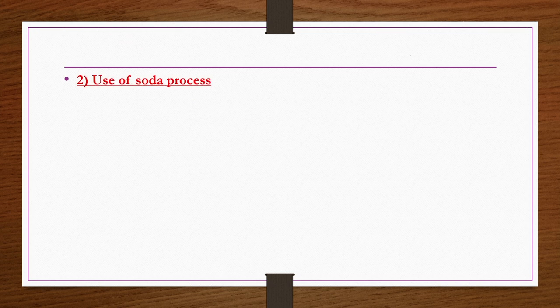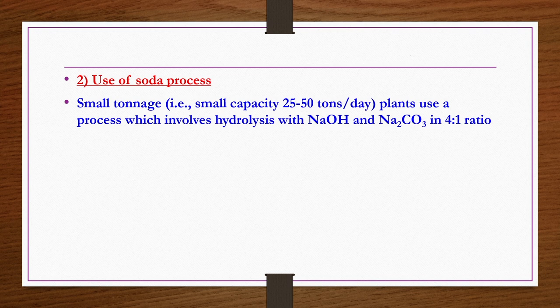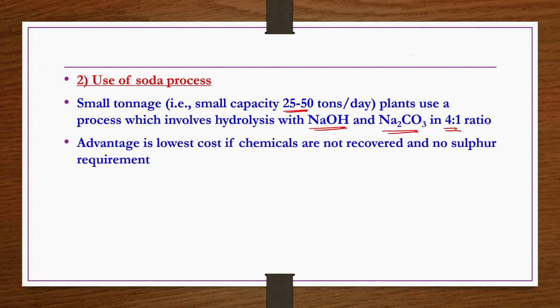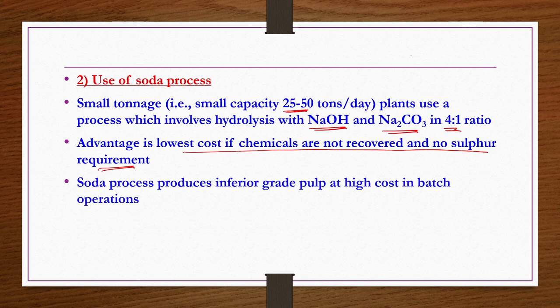The second engineering problem is the use of the soda process. Small tonnage, that is, small capacity plants of 25 to 50 tons per day, use a process which involves hydrolysis with sodium hydroxide and sodium bicarbonate at a 4:1 ratio. It has the advantage of lowest cost if chemicals are not recovered, and no sulfur requirement. Whenever there is a sulfur requirement, H2S and SO2 formation would be there, then environmental concerns would definitely be there. Such a problem is not there in the soda process.